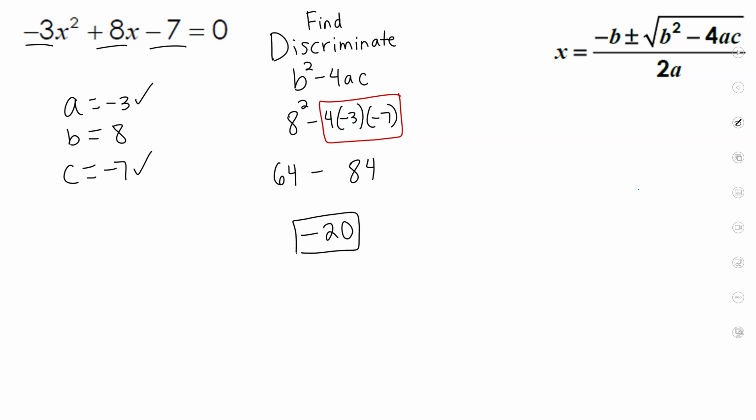Did everyone get to the discriminant? Did you guys get negative 20? Perfect. Since my discriminant is negative, what do you know about my final answers? Yes, you guys are going to have 2 imaginary solutions. That means our answer at the end, when we find our solutions, is going to have an i in it. That's what the discriminant tells you. You're going to have 2 imaginary solutions.